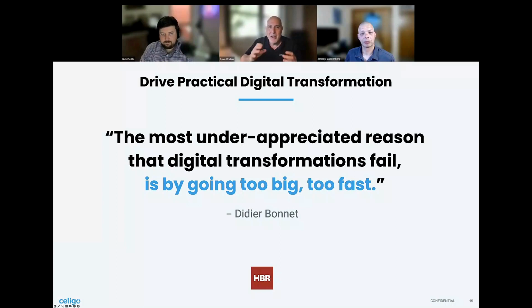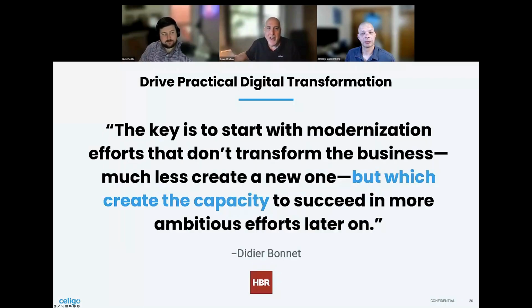But what's interesting is this third reason, and this is what he's really focused on, because this is the reason that anybody as an IT organization can address, and it harkens back to this idea of practical digital transformation, getting away from the big budget. These digital transformations fail because they were going too big, going too fast, right? He further says there's a learning curve in digital transformation, and most companies need to walk before they can run. And I just love this quote: the key is to start with modernization. The answer is to build the capacity for digital transformation over time.